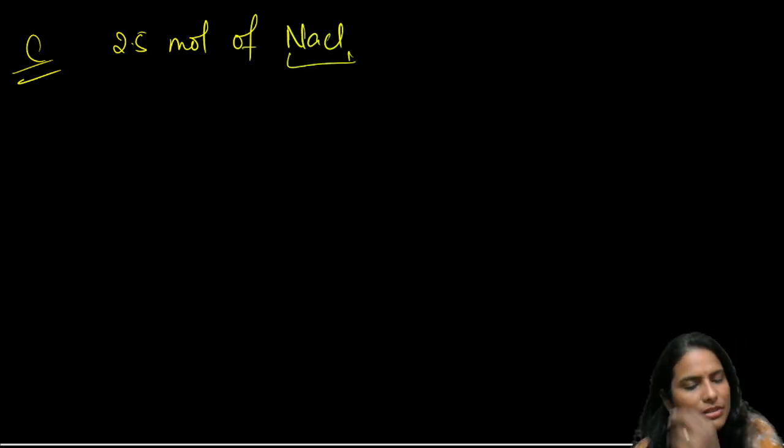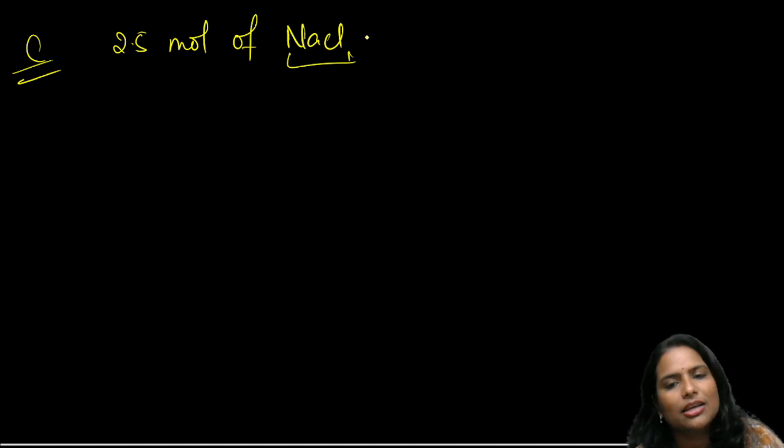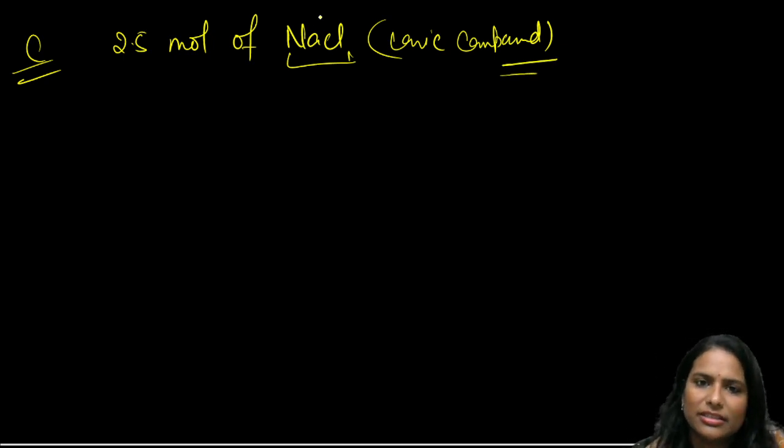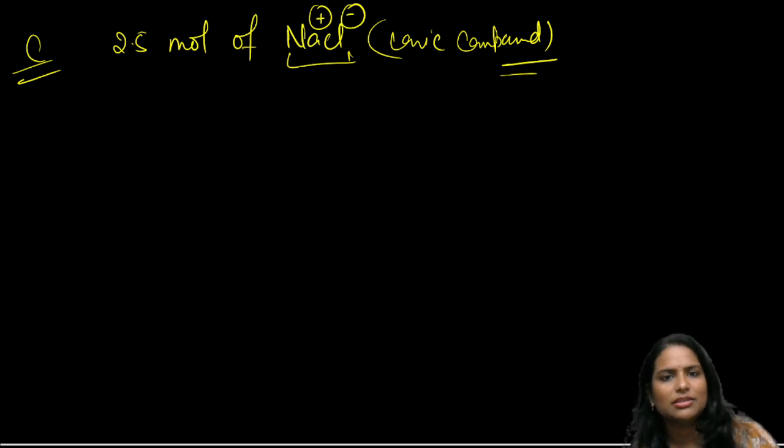Now when we say NaCl, the difference is that this is an ionic compound. Ionic compound means one in which ions are present, like this is the positive part, the cation, and this is the negative part, Cl minus, the anion.